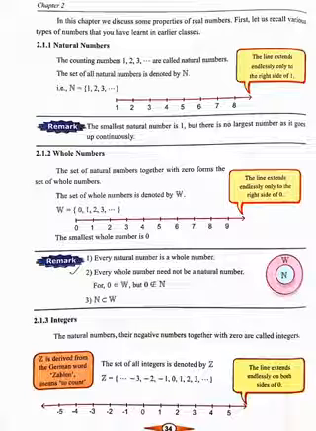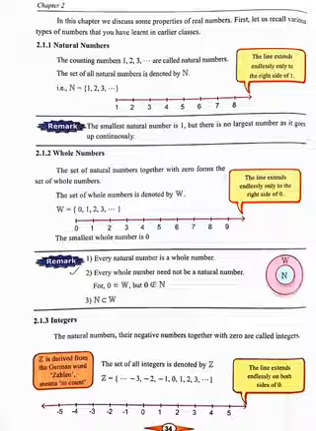Is the converse true? That means every whole number is a natural number? No, never. What is the reason? Because 0 is not in natural numbers, isn't it? So, every natural number is a whole number, but every whole number need not be a natural number.